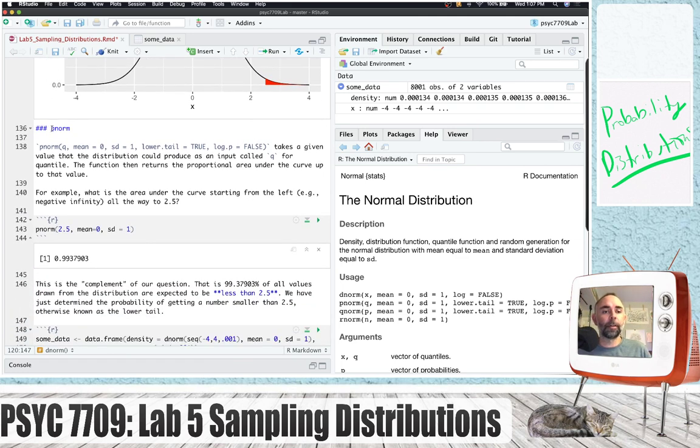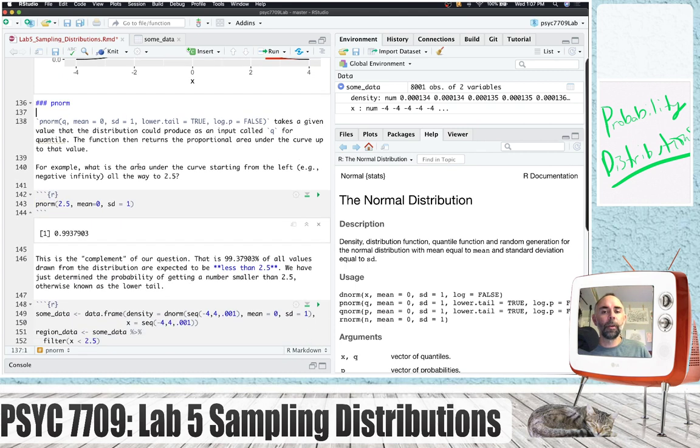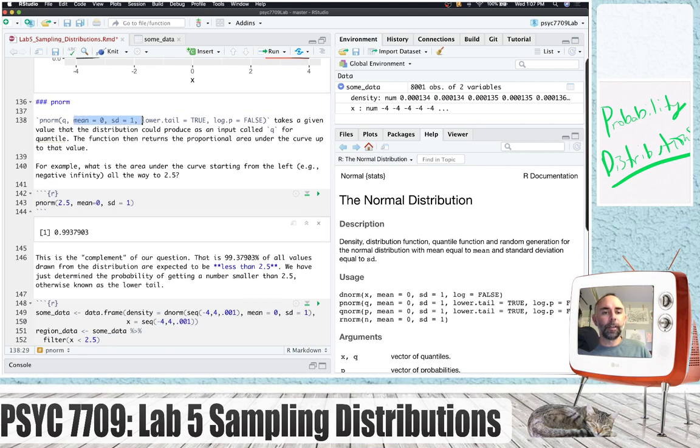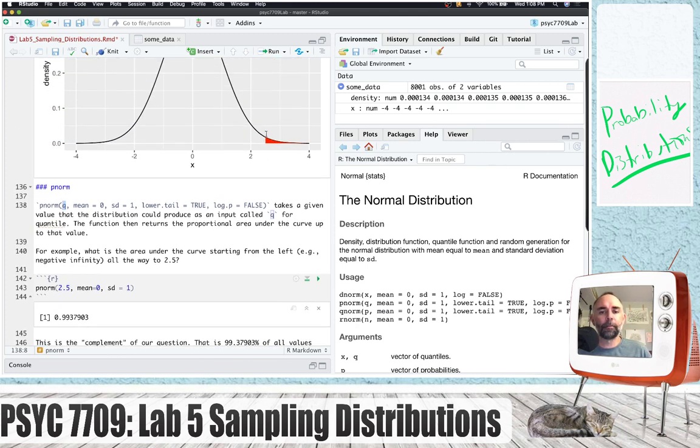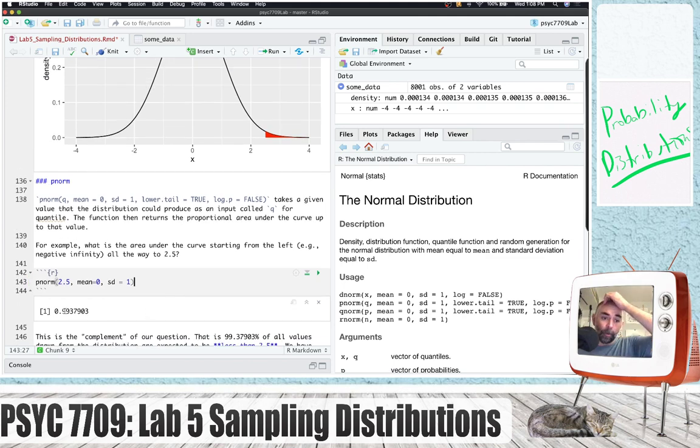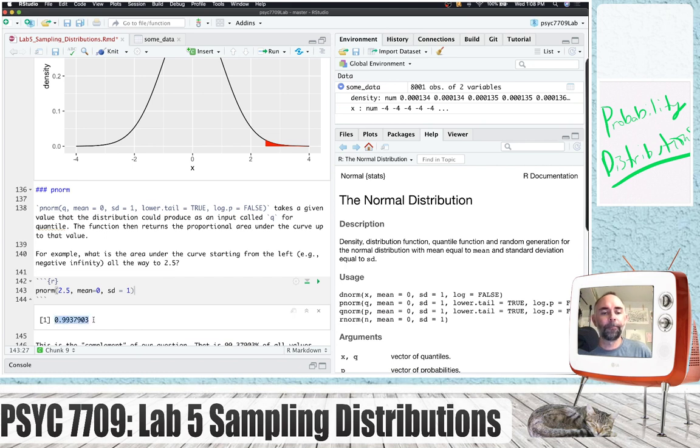One of them is called pnorm. And you specify the normal distribution here with the mean and the standard deviation. For all of our examples, we're just using 0 and 1. And then you input what's called a Q or quantile value. So for example, we've been talking about the value 2.5 right here. So we could input that value, 2.5, like I've done right here. And we get another number. We get 0.993. So what does this value refer to?